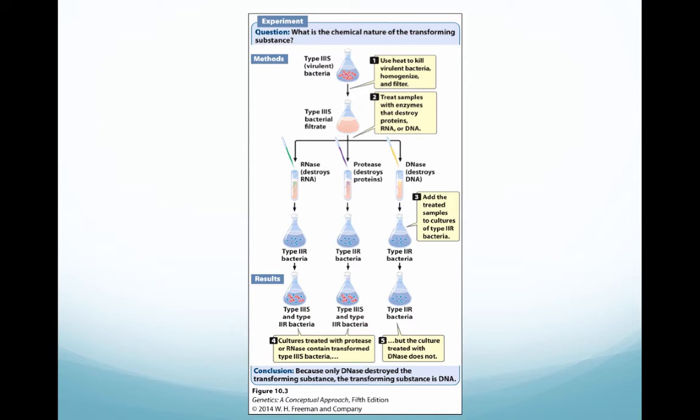However, when they added DNase to it and killed the DNA, all that they got was the type 2R bacteria, the resistant type. So they knew that that third substance that they were treating this with was the thing that was actually killing the transformation and not allowing that generation to be produced inside the animal.